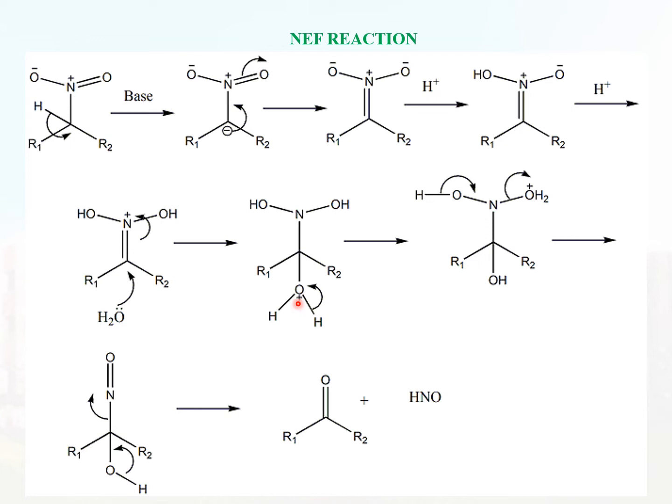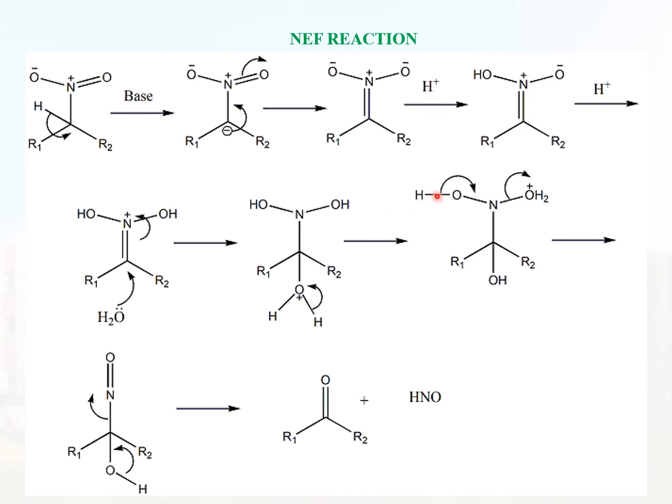In order to remove this positive charge, one of the hydrogens leaves as H plus. So H plus goes so that it becomes OH. And this OH is protonated. H plus comes here on the lone pair of electrons, so that it becomes O plus H2.